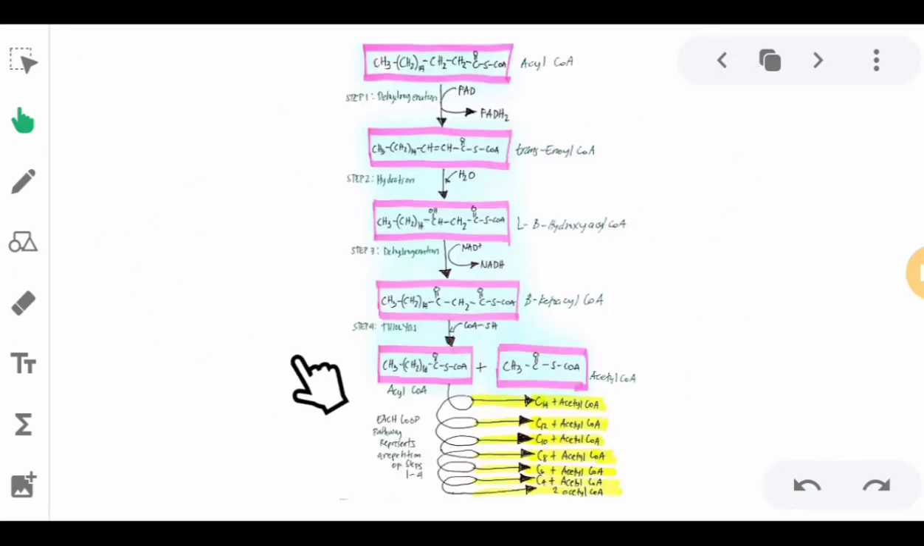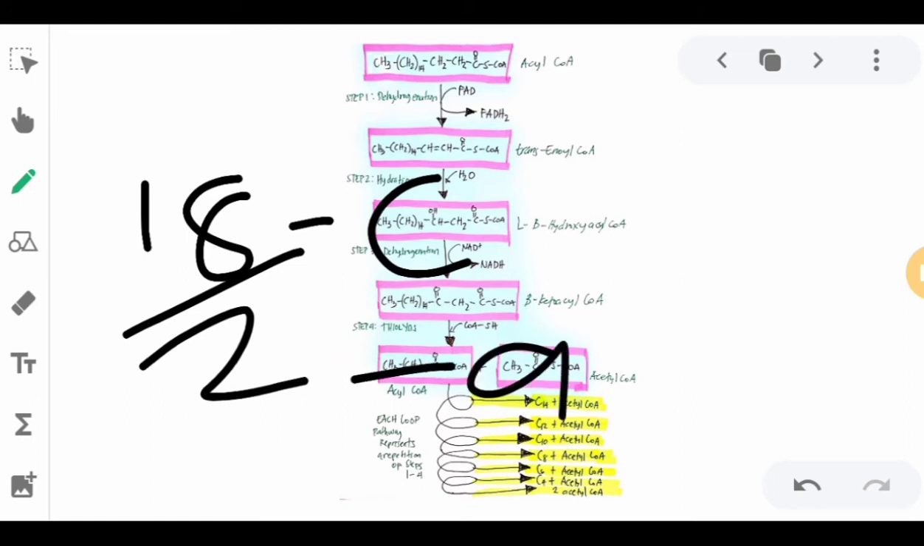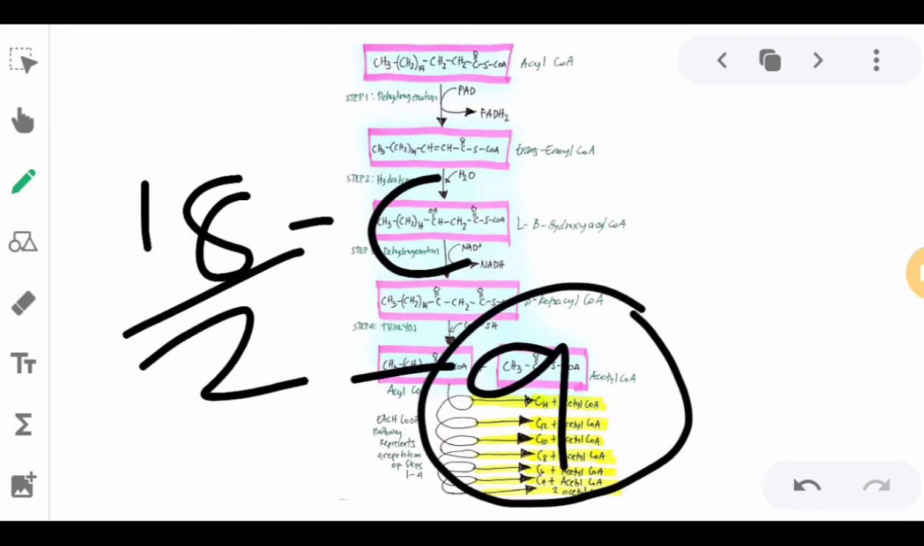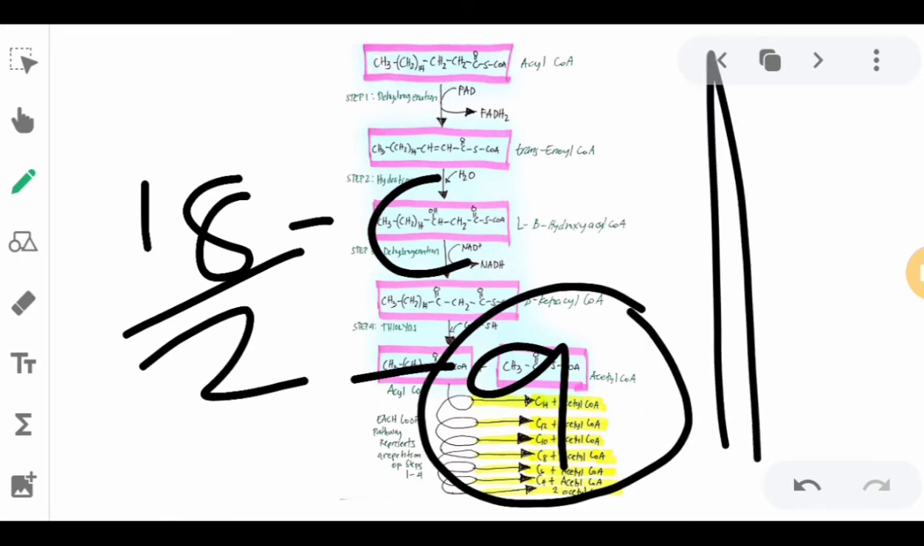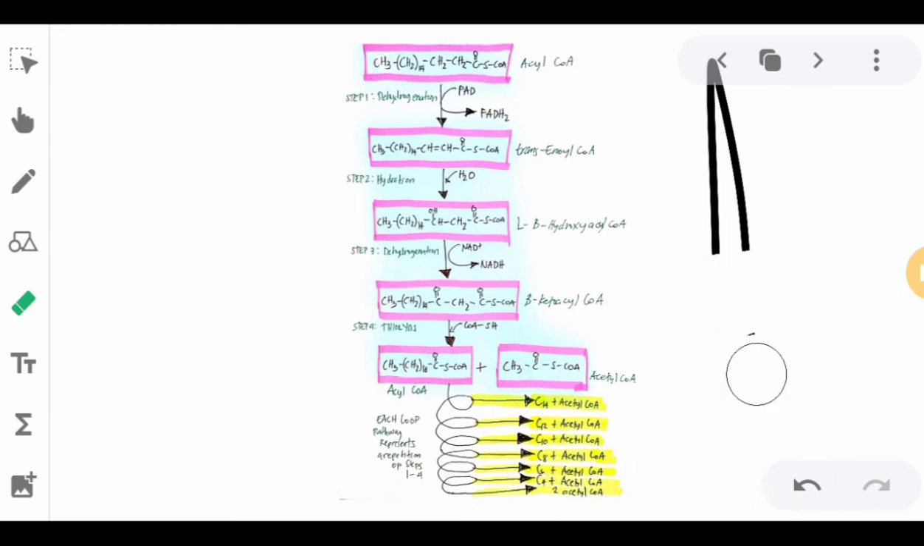I have mentioned here that stearic acid is a C18 molecule, or an 18 carbon molecule. This means the acetyl-CoA that will be produced from that is half of the number of carbon atoms. So 18 divided by 2 is 9. Meaning there will be 9 molecules of acetyl-CoA produced in the process. And then, how will you determine the number of repetitions that will occur?